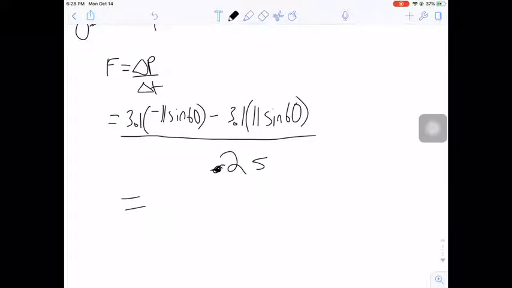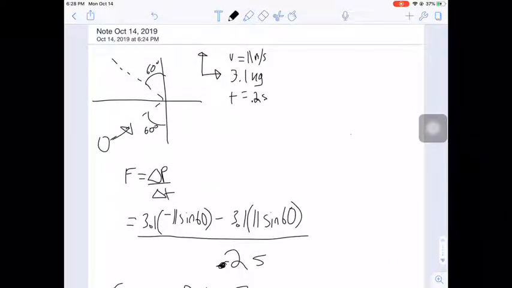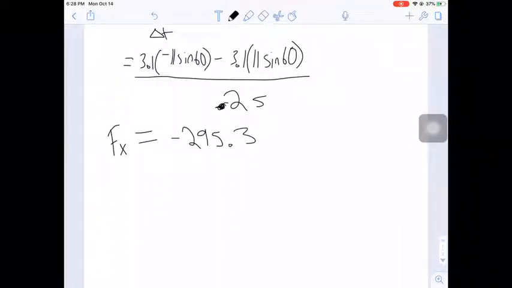And that gives you the force in the x direction, negative 295.3. And that makes sense because it will be going in the negative direction. And then now we have to find the force in the y direction.